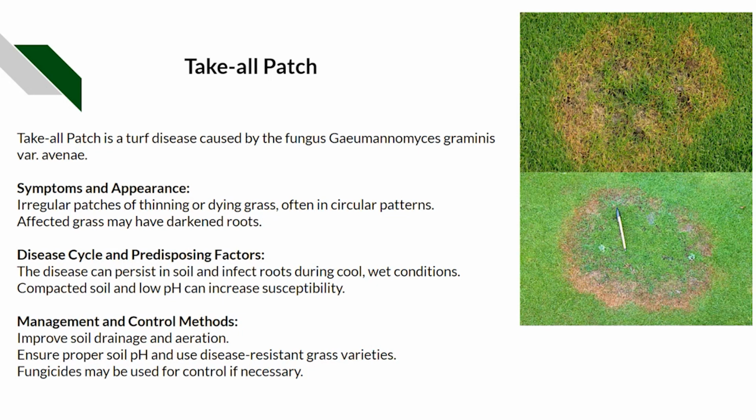The management and control methods are improve soil drainage and aeration, ensure proper pH levels, and use disease-resistant grass varieties. Again, some fungicides can also be used if necessary. But as you can see, with most of the turf conditions and most of the diseases, actually, good drainage, good aeration, good feed levels, whether it's too much or too little, correct pH, and using the right varieties can help massively in disease prevention.